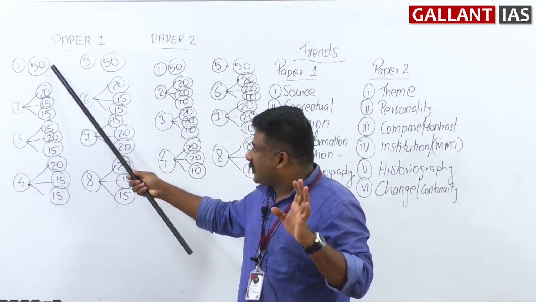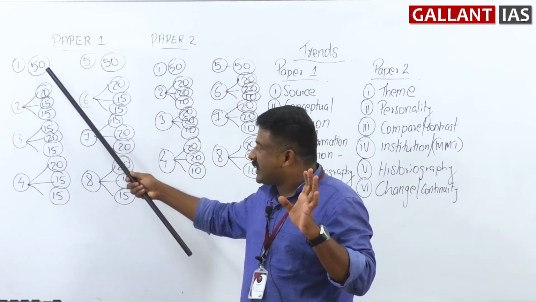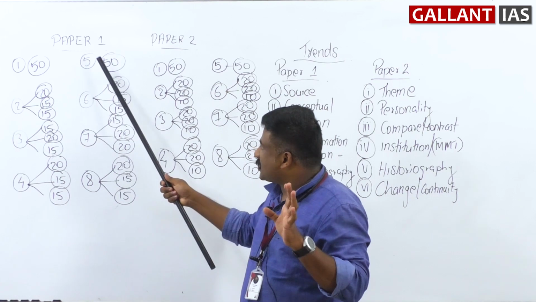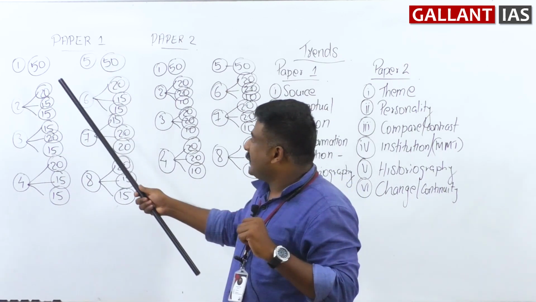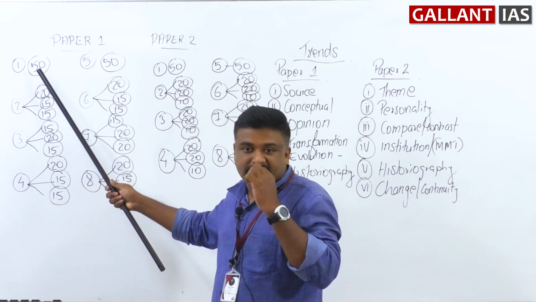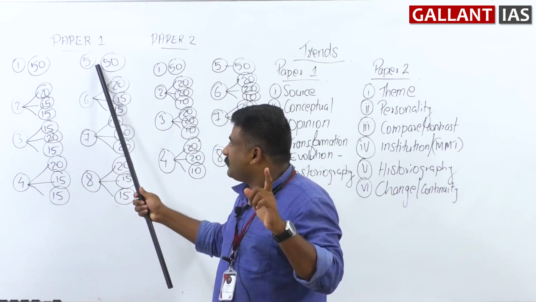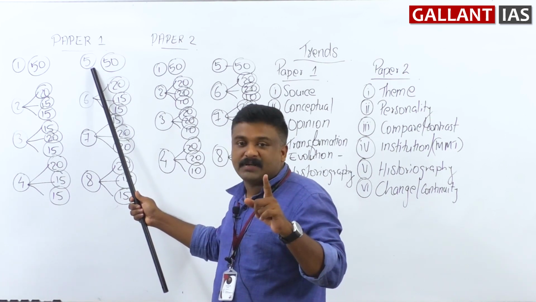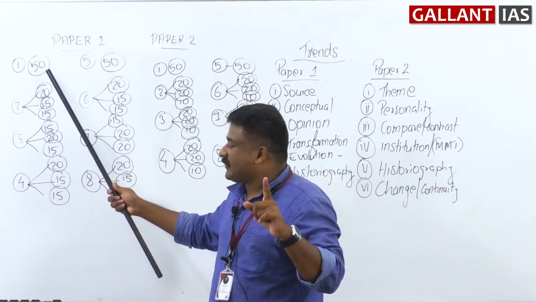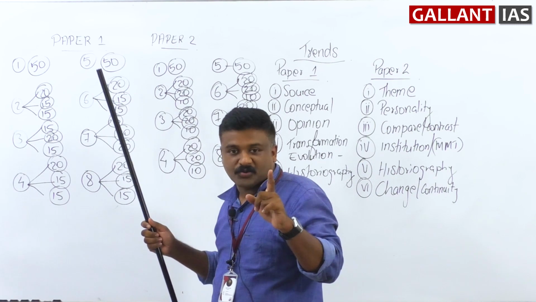Paper 1 section A, you know that 4 questions are there in section A. In section B also 4 questions are there, total 8 questions are there. And in section A, question number 1 is a compulsory question. Section B, question number 5, I mean the first question in section B, is a compulsory question. So section A, the first question, which is a map based question, you know that.